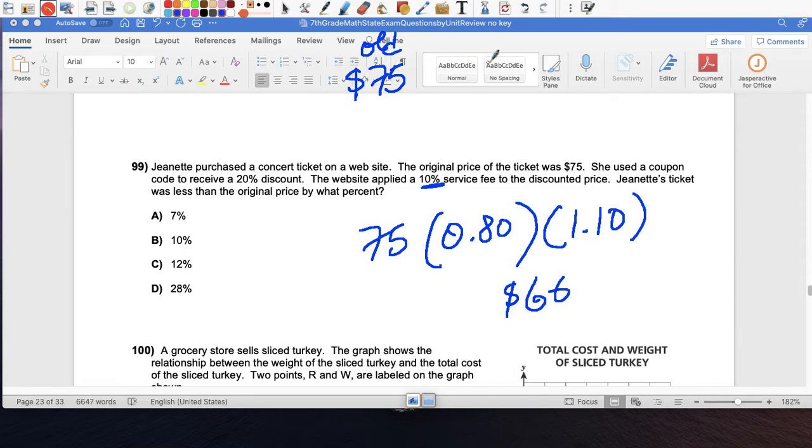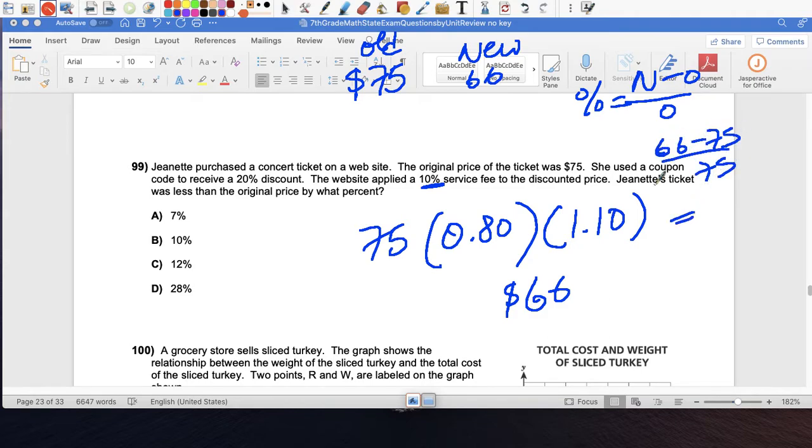So the new price is 66. Again, new minus old divided by old: the new price 66 minus 75, over 75, and that's going to give us, percentage-wise, 12%. So her ticket was less than the original by how much? By 12%.